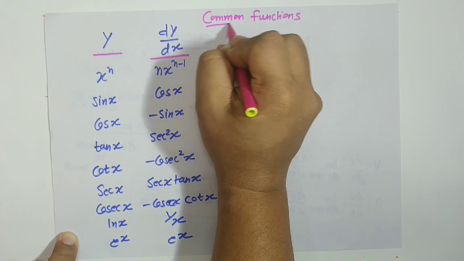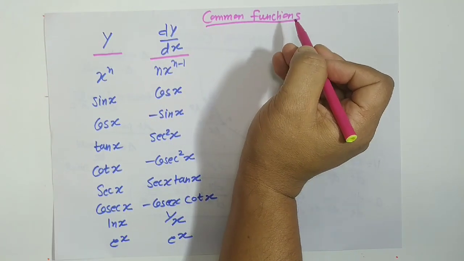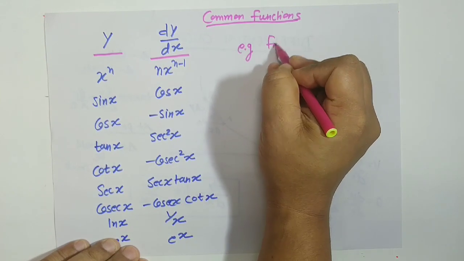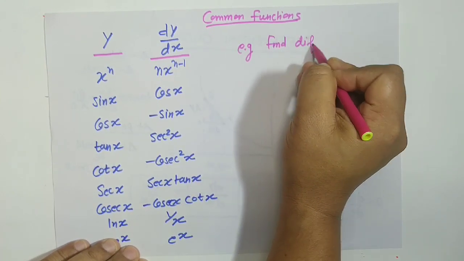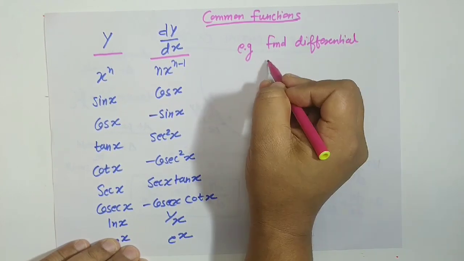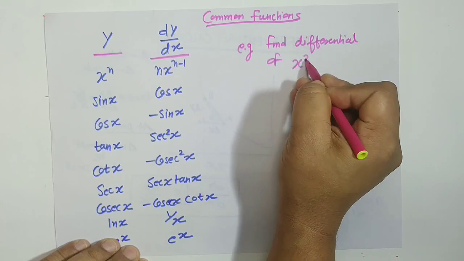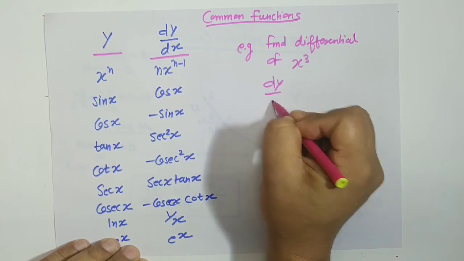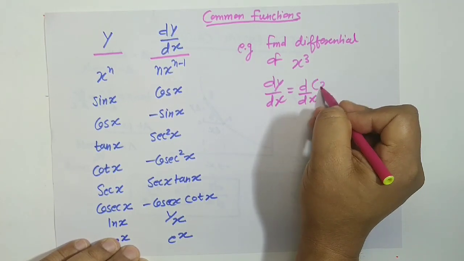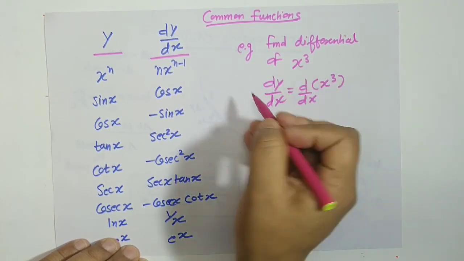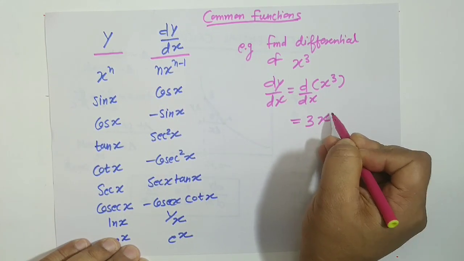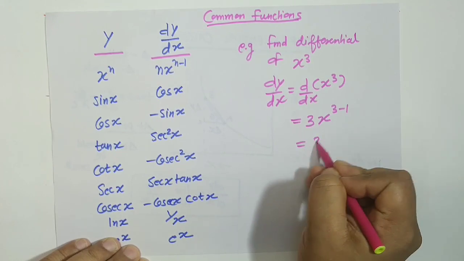Okay. Say I will give you a simple example. Find the differential of x cube. Now certainly dy by dx. So what I will do, I will put x cube here in place of y. What is the formula? n x to the power n minus 1. So this will come what?